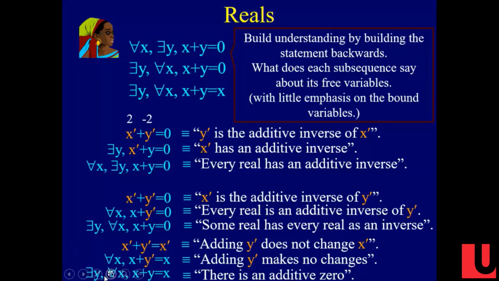And is there a y for which that's true? Yeah. 0 has the property that if you add it, it doesn't make a change. Yeah? So basically, when we're making these statements into words, we're just mentioning the free variable. That's my intuition. I'm just making this up, right, to figure out how we can do it.